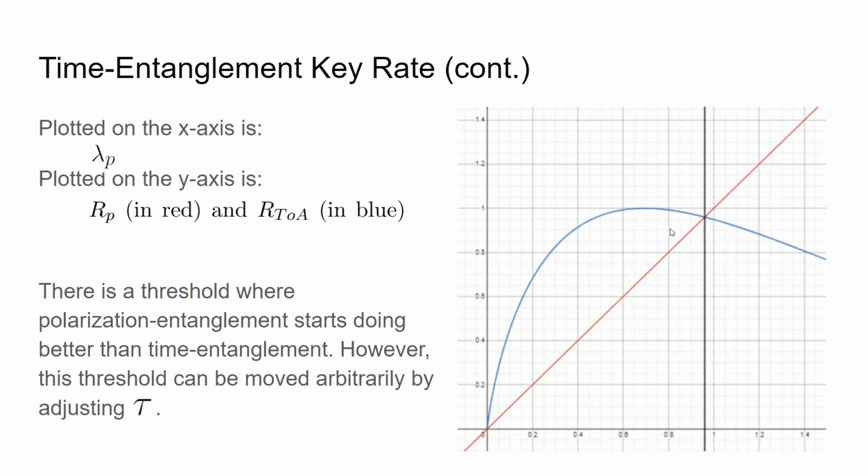But the thing is that this threshold can be moved arbitrarily, like I said before. If you just make tau sufficiently small, you can push this threshold, which I highlighted using this black vertical line, to the right as far as you want.